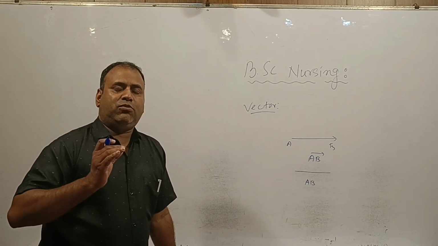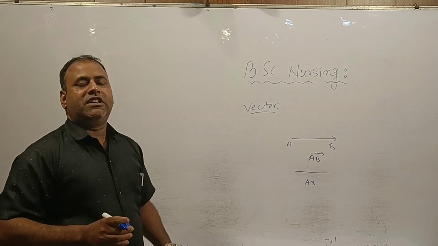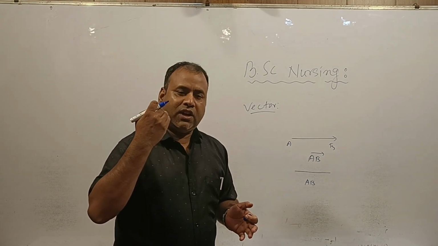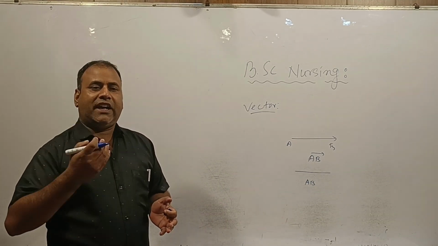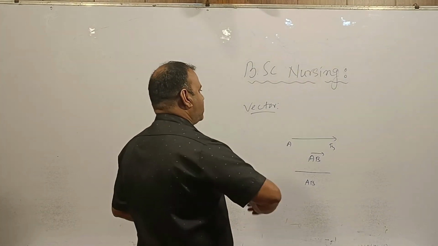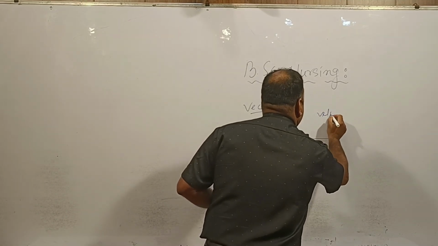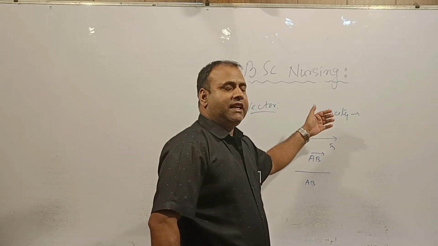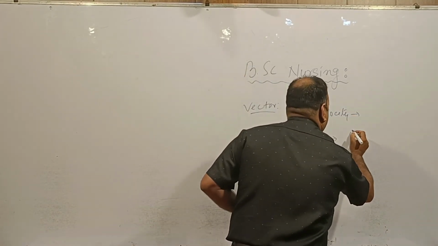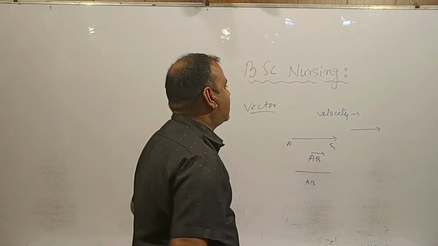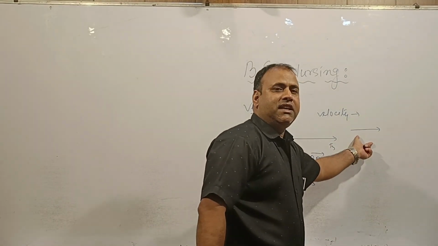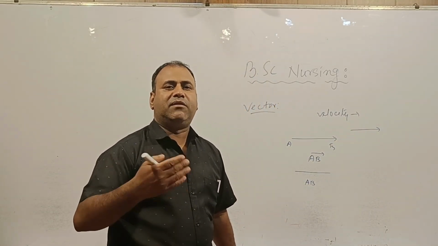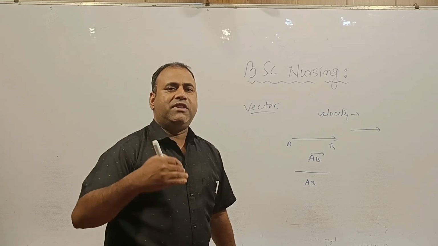So there are two types of quantities you will get. One is vector quantity, the other is scalar quantity. Vector quantity means the quantity which has both direction and magnitude. For example, velocity. When we talk about velocity it has a direction, the particle is going from A to B or any position. At the same time there is a value also: velocity 5 meter per second, 3 meter per second, 10 meter per second. Each represents a value, and value means magnitude.